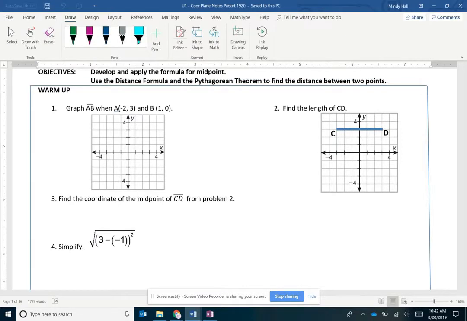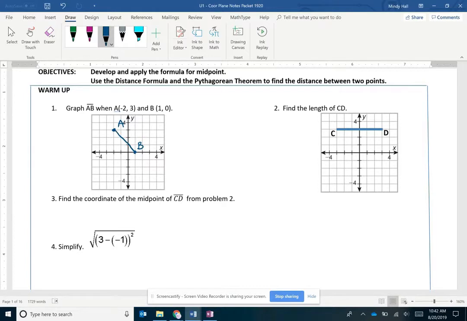So starting off, just a quick warm-up. To graph AB, we need to plot the points -2, 3. So remember, it's x and then y, so we need to go left 2, 1, 2, and up 3. And that gives us A, and then B is at 1, 0, so we would go right 1, and we don't go up or down at all. And then we just connect, like that.